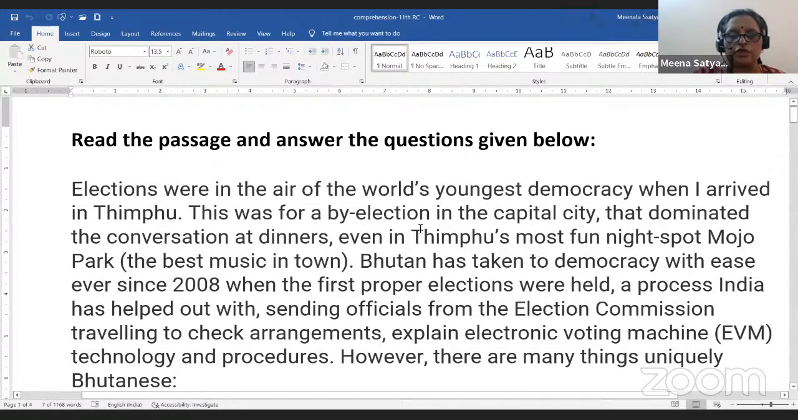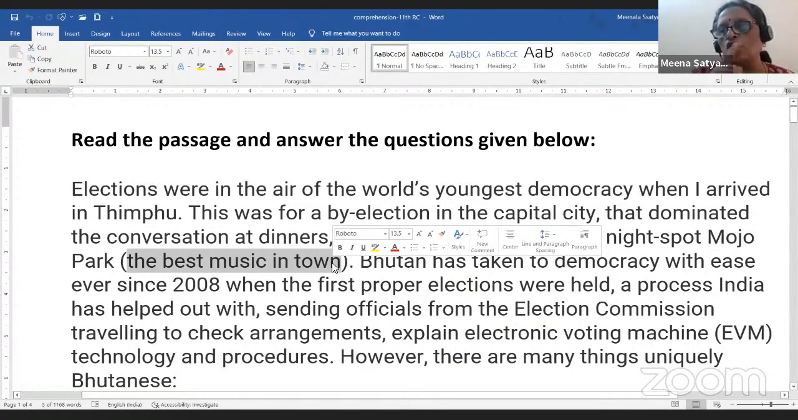Okay. Have you seen Thimphu? Most fun night spot Mojo. The best music in town. So Bhutan, northeast, correct? Near Kolkata. So correct. So music, Thimphu, northeast. So fine. You got your answer.